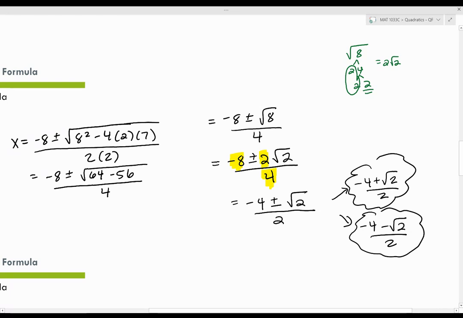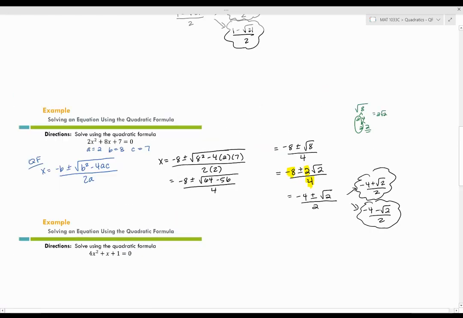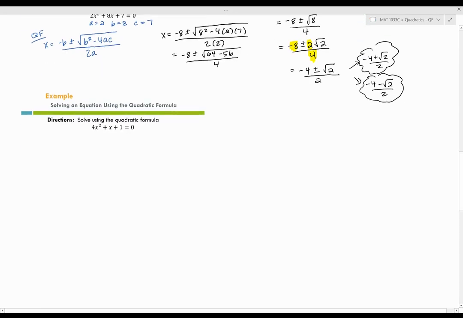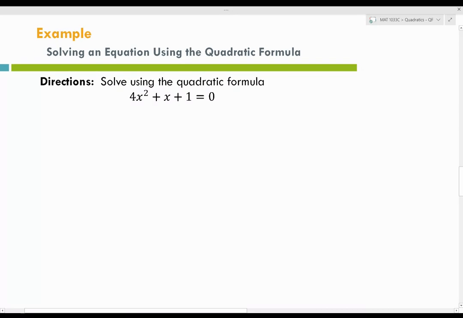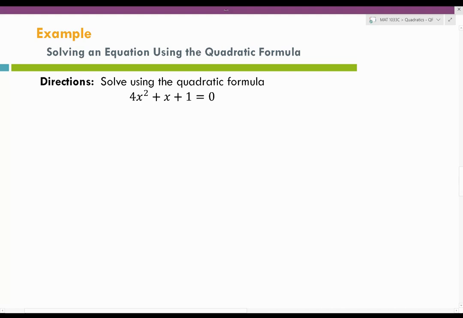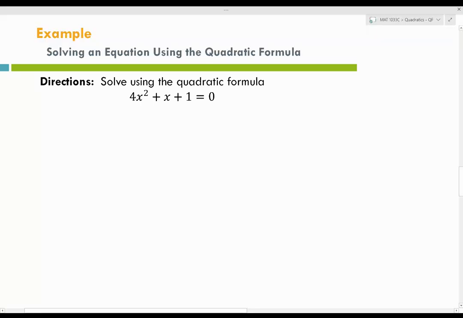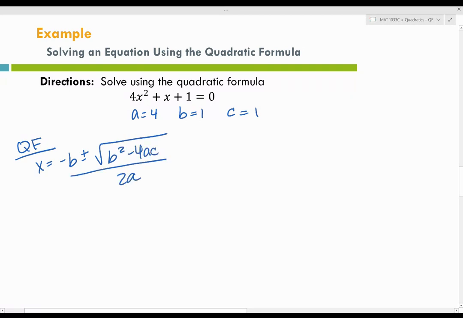Cool. All right, let's try another example. This problem says solve using the quadratic formula again. So step 1 is to always make sure that our equation has been given to us in standard form. It has. Now we need to identify what a, b, and c are. So for this problem, a is 4, b is 1, and c is 1. And we're going to plug it into the quadratic formula, which is x equals negative b plus or minus the square root of b squared minus 4ac all over 2a.